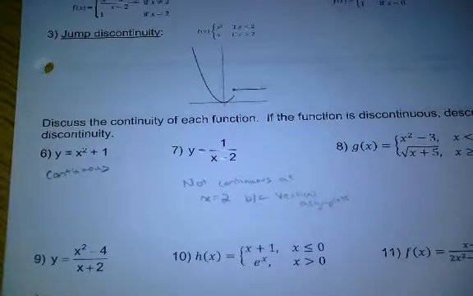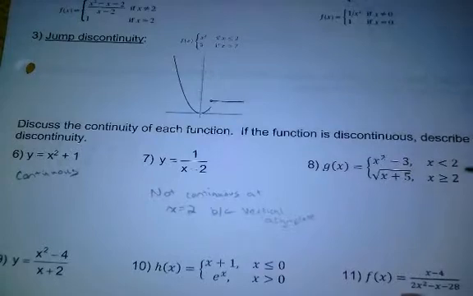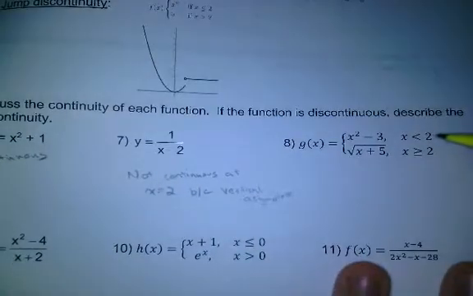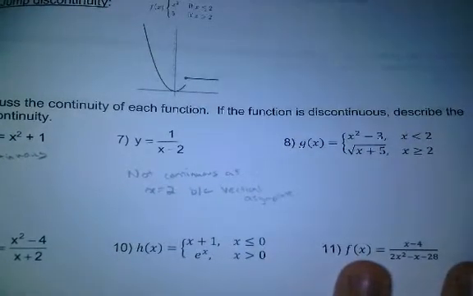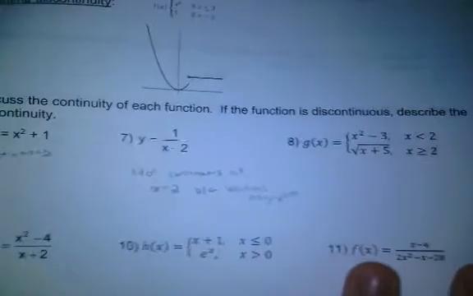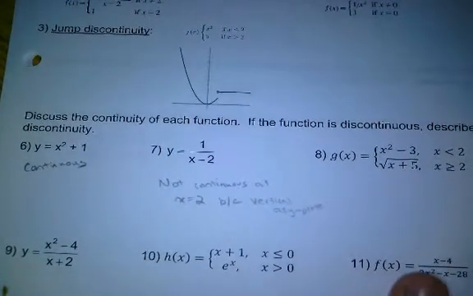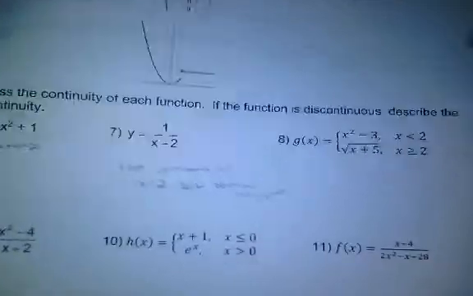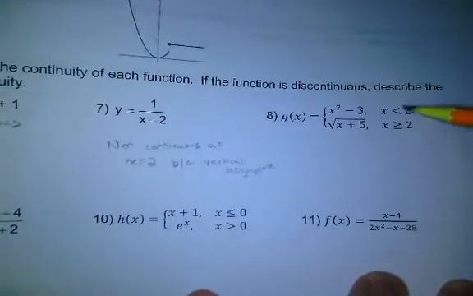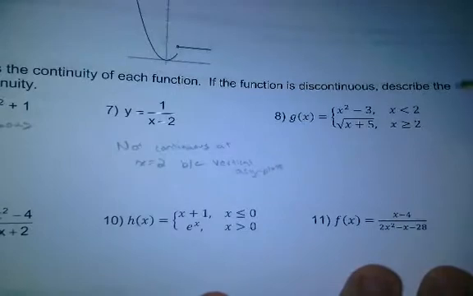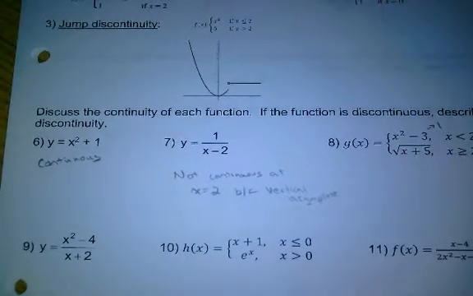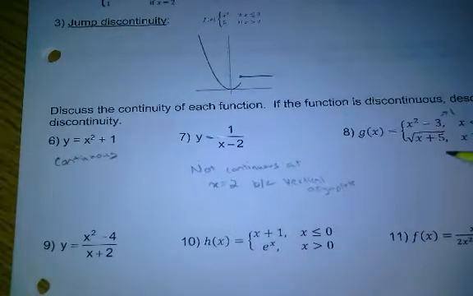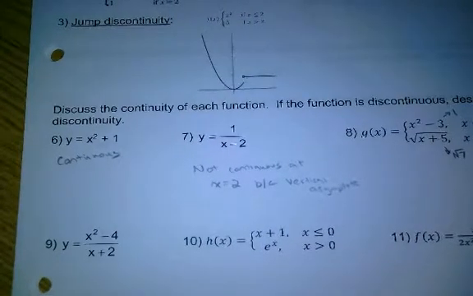Number 8. What we're going to do here to figure out if it's continuous is we're going to plug in these numbers. We've got to plug in the number from the path from the left and the right. If they match, then we're good to go. Well, kind of. The path from the right needs to match the path to the left, which needs to match the exact value as well. So if I plug in a 2 in the top one, what do I get? 1. If I plug in a 2 in the bottom, what do I get? Root 7. That's not continuous.